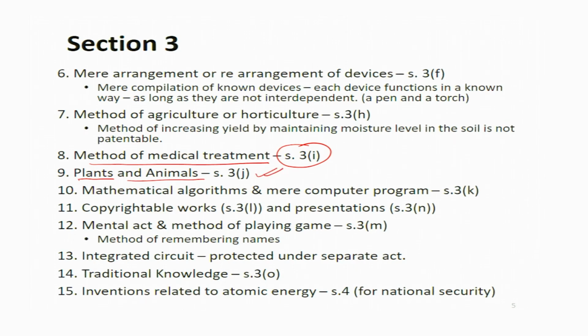Mathematical algorithms are not patentable. Algorithms are natural. You only discover them. Mere computer program is not patentable. We'll talk more about this part. Copyrightable works are not patentable. Presentations are not patentable. Even the best presentation on patent law will not be given patent protection.